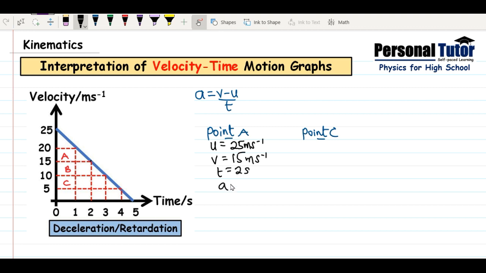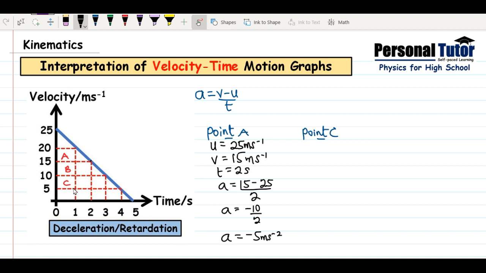The acceleration then becomes v minus u. The v is 15 minus the u 25. All over the time 2. Now 15 minus 25 is a negative 10 over 2. So A is equal to negative 5 meters per second square.